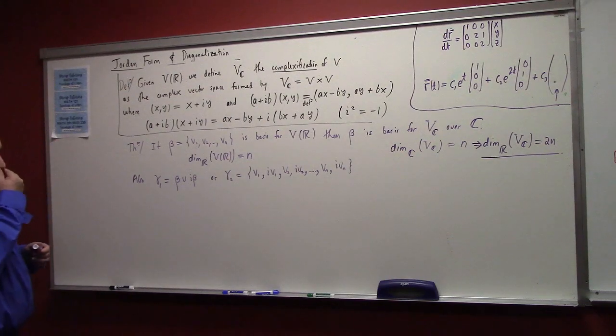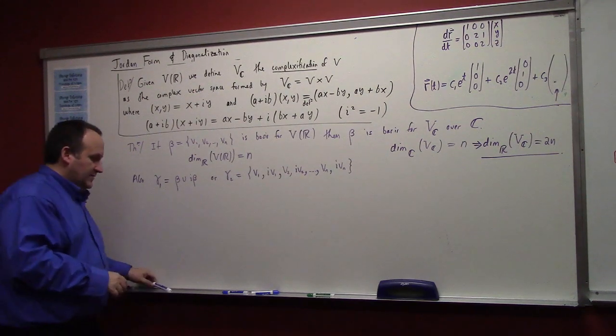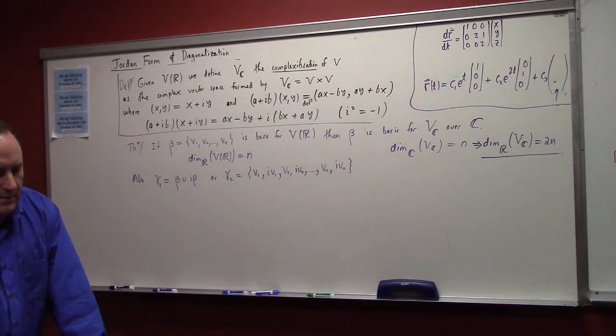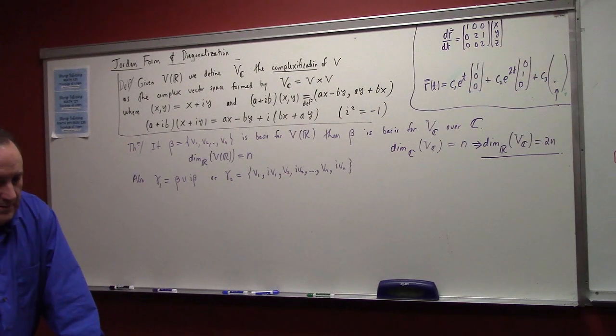Can we generalize this for any field instead of the reals, any field that is not algebraically closed? The question is, can you take a vector space over a given field and make it a vector space over an extension field of that given field? The answer is yes.